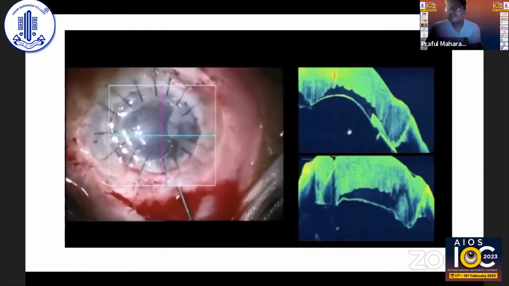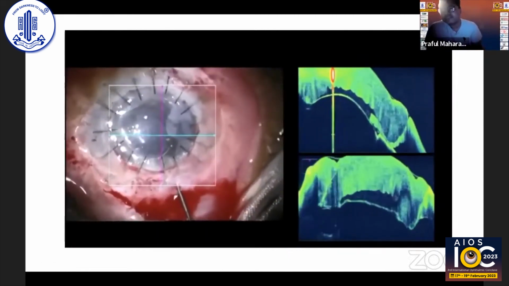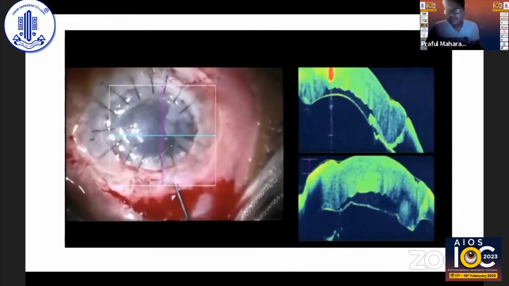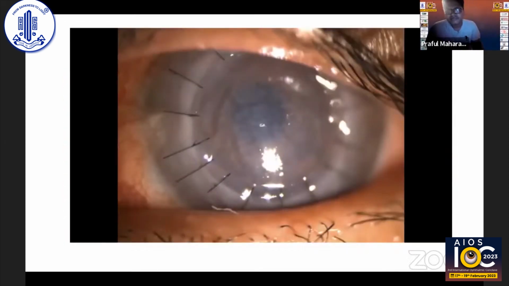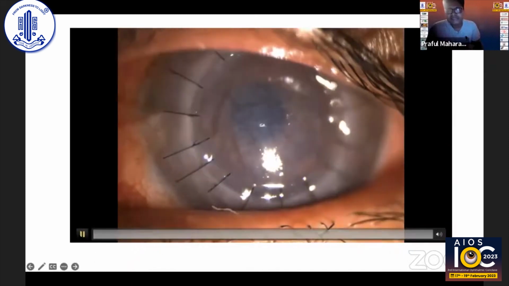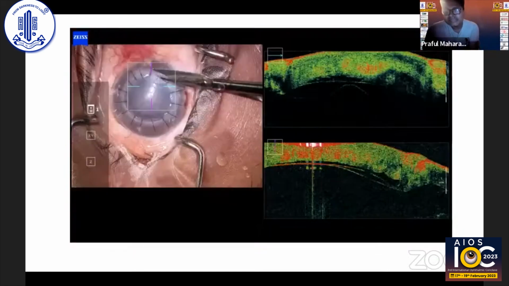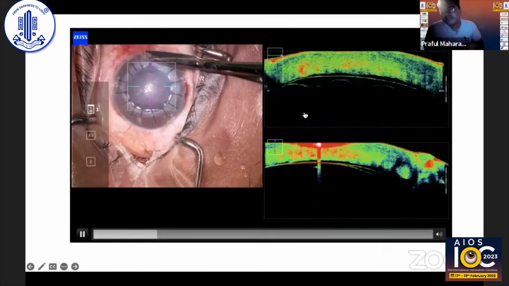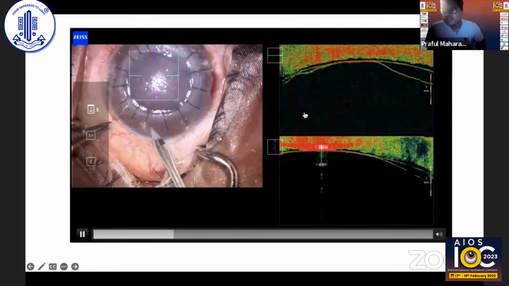However, here the cases are a little bit difficult because of the tricky graft-host junction. However, ultimately such cases also get reattached. This is the last video I will show you. This was a case of DALK. Here it was double trouble for me, because the DM was detached and the fluid was there between the Duas layer and stroma, as well as between the Duas layer and the DM membrane.